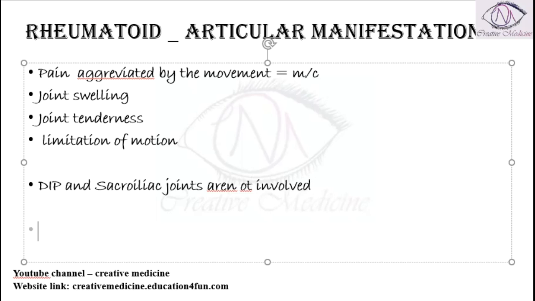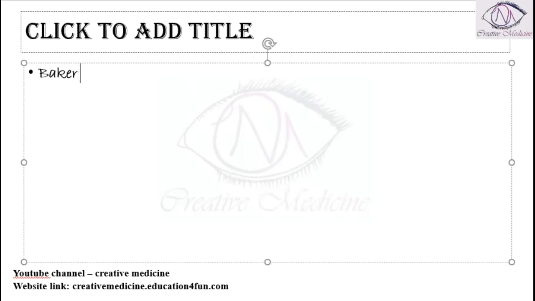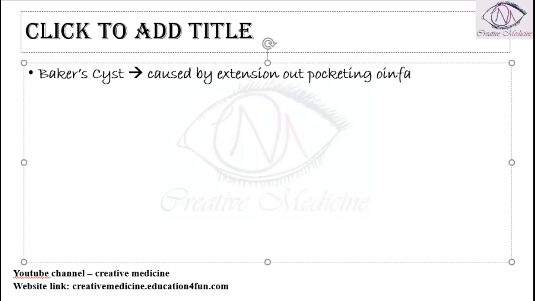Then, in rheumatoid arthritis, we have a cyst called Baker's cyst. Baker's cyst is mainly caused by the extension out-pocketing of the inflamed synovial membrane. Whenever the inflamed synovial membrane out-pockets, it results in the formation of Baker's cyst. It will penetrate into the popliteal space, that is, into the back of the knee.